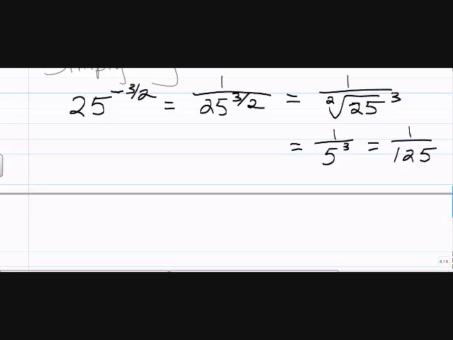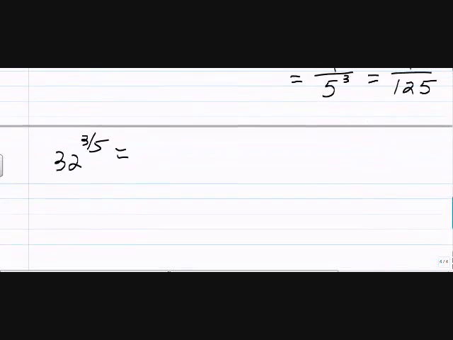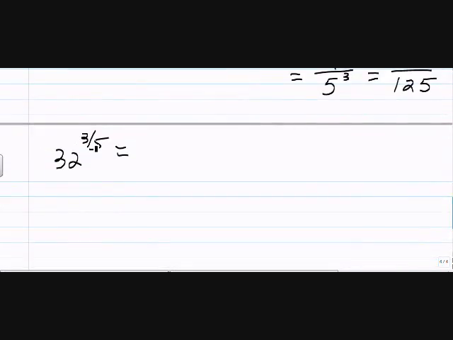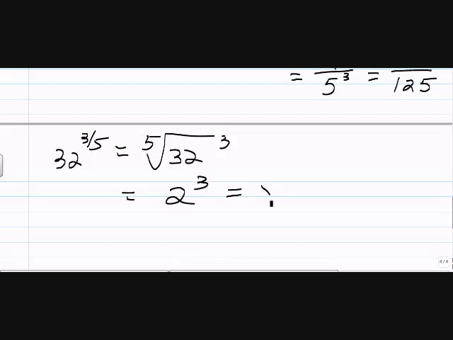All right, let's try 32 to the 3/5. Okay. Don't have any negatives in here, so now I'll just play around with this 32 to the 3/5. This is the 5th root of 32 to the 3rd power. I think I'll leave that 3rd power on the outside because I know what the 5th root of 32 is. It's 2. So this is 2 to the 3rd power, which is 8.